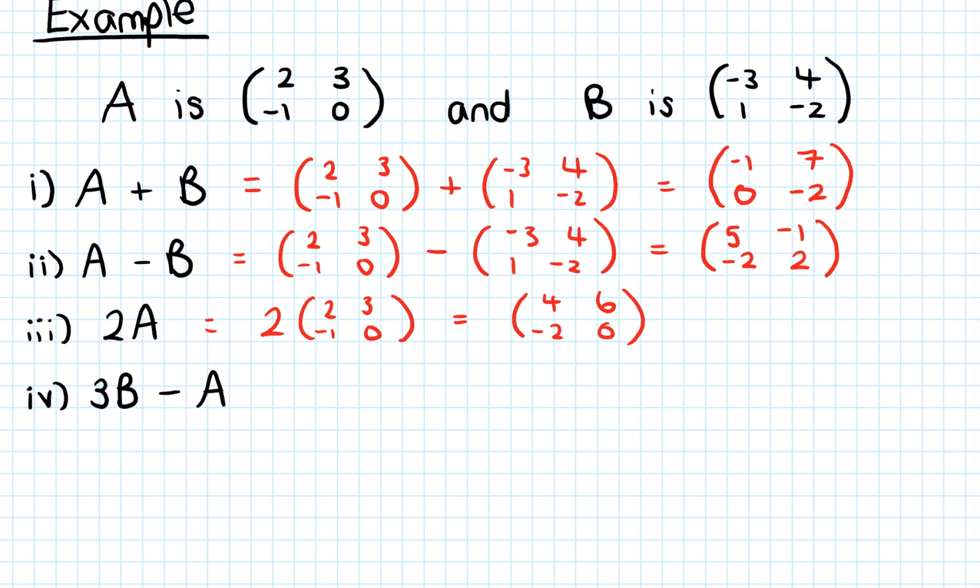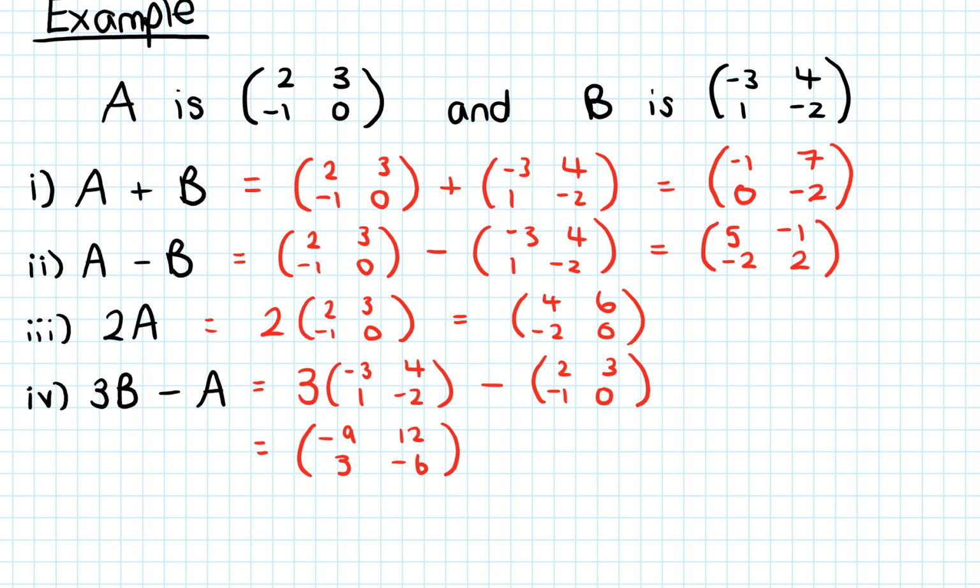And for the last bit, if I want to do 3B minus A, that's simply the same as saying 3 times the B matrix. It's that one. Take away the A matrix. And if I put this underneath so I've got some space, that matrix would go to minus 9, 12, 3, minus 6. And I'm taking away 2, 3, minus 1, 0.